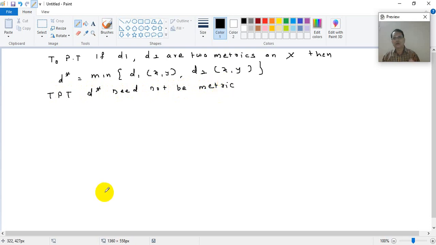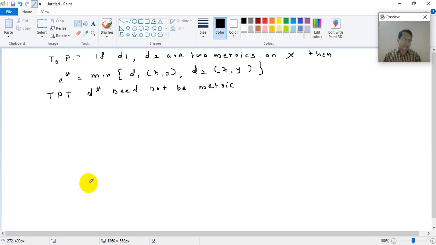See, whenever I want to prove that something is not true, a counter example will help you. But whenever you want to prove that this d is a metric, then you have to prove all the four properties. So remember this always. Whenever I want to prove something, I have to give a rigorous logical proof. But if I want to disprove the result, then just a counter example will help you. So here we have to give a counter example. If I want to show that d star is not a metric, what can be done for that?